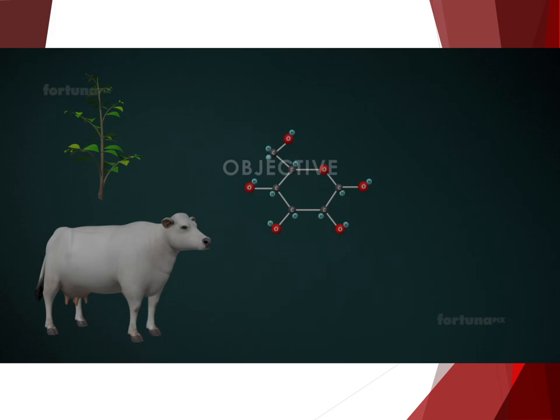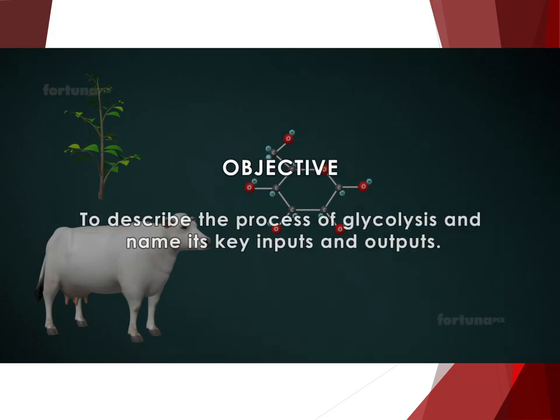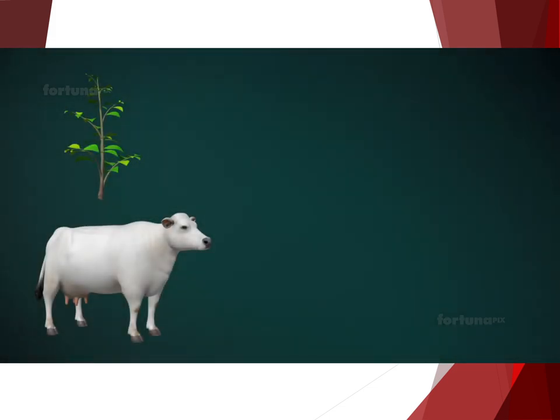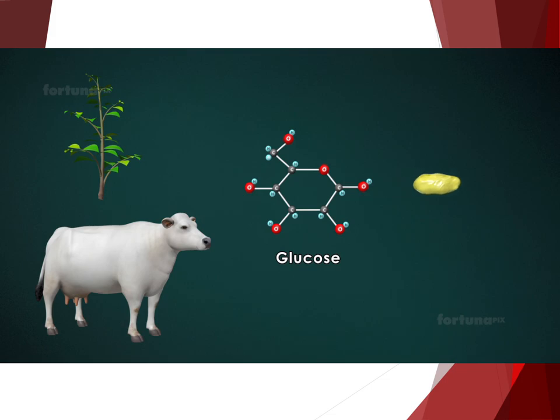Glycolysis. Objective: to describe the process of glycolysis and name its key inputs and outputs. Cellular respiration involves the oxidation of glucose to yield energy in the form of ATP. The first stage of respiration is a process known as glycolysis.